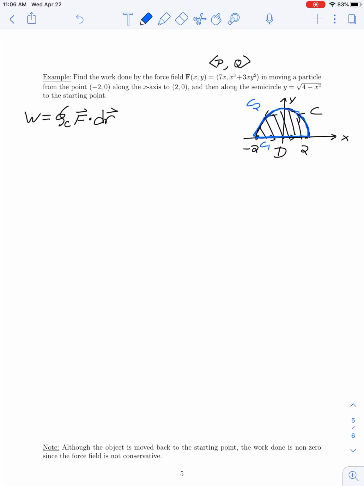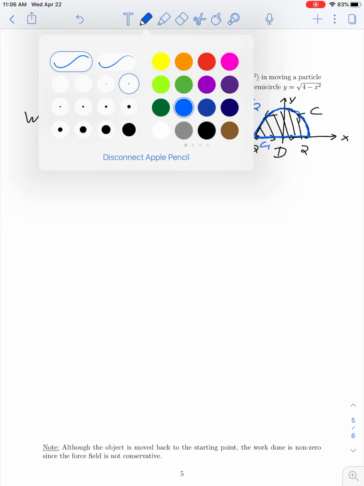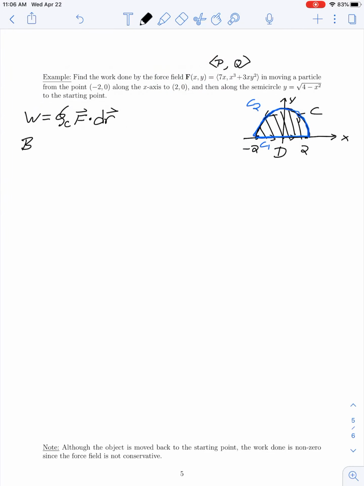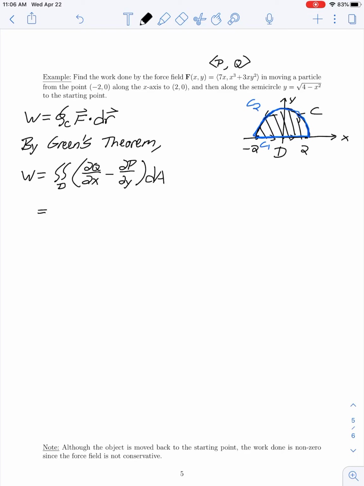But if we make use of Green's theorem, we could just evaluate over this upper half disk. So let's see what we have here. By Green's theorem, this work done would be the same as the double integral over D of the partial derivative of Q with respect to x minus the partial derivative of P with respect to y, integrating with respect to area.